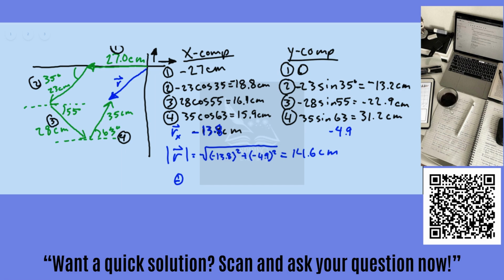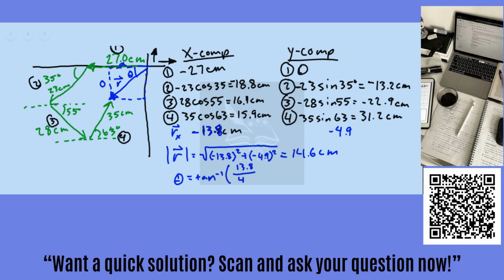The angle is going to be the arctangent of, again, drawing this like that. Actually, I should have drawn it over here. We're going to draw a triangle like this. Here's the angle we're looking for. So here's the side opposite and the side adjacent. The adjacent side is the x component, 13.8.